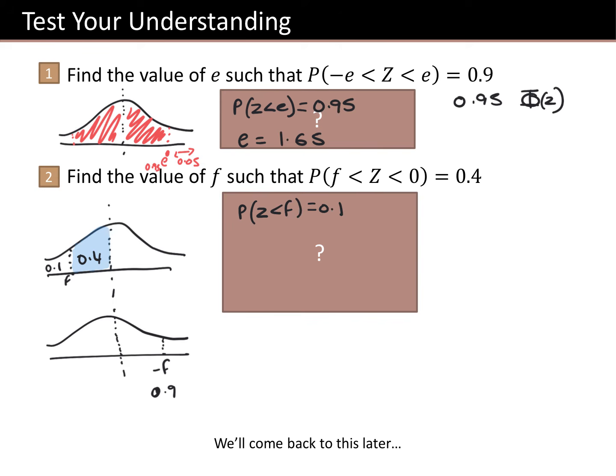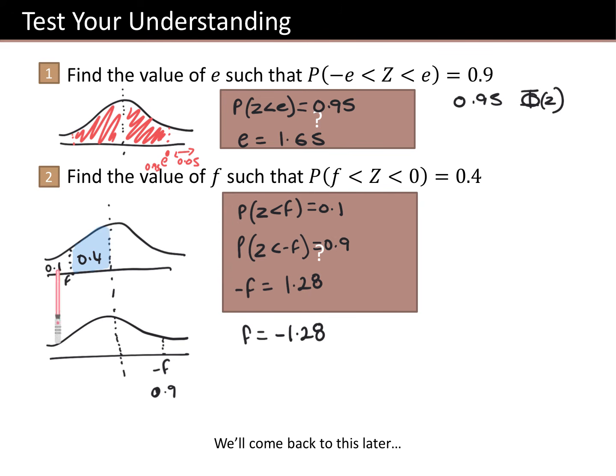Now remember, if it's less than, and 0.1 is also less than 0.5, this is the same as the probability of our Z value being less than the negative of 1 minus 0.1, which is 0.9. So I find the value of 0.9, which is 1.28. So what is my value of F then? Negative 1.28.